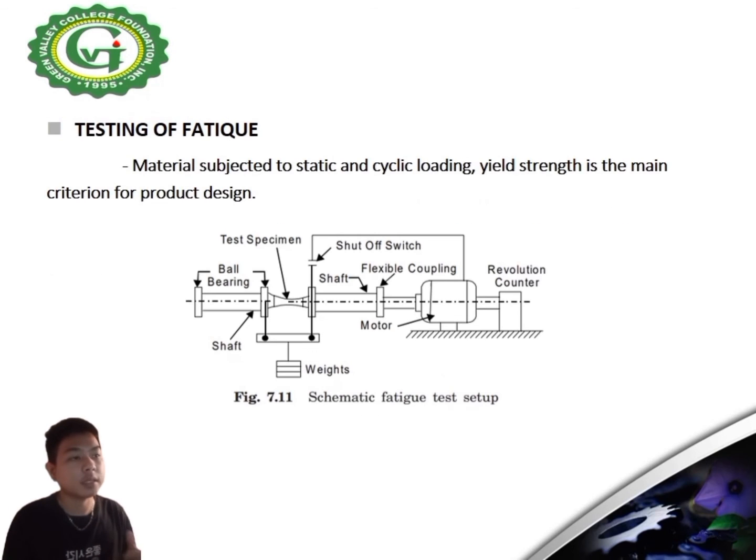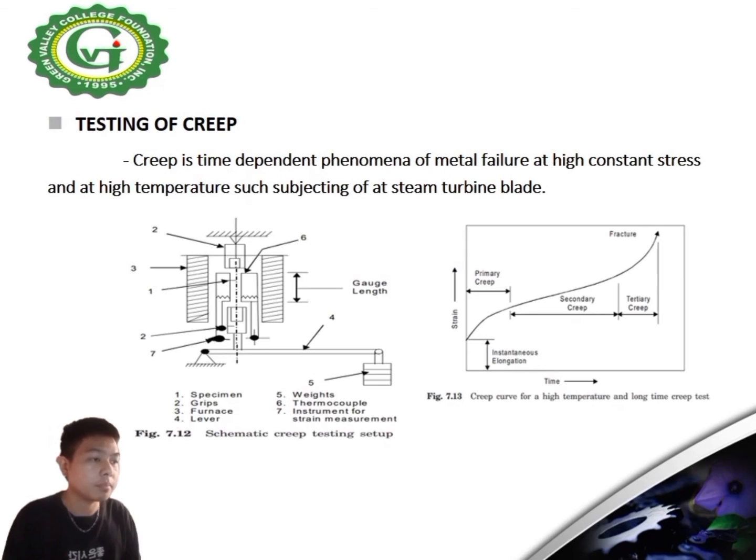Next we have testing of fatigue. For a material subjected to static loading, yield strength is the main criterion for product design. For dynamic loading conditions, the fatigue strength or endurance limit of a material is the main criterion used for designing products subjected to repeated alternating stress over an extended period of time.